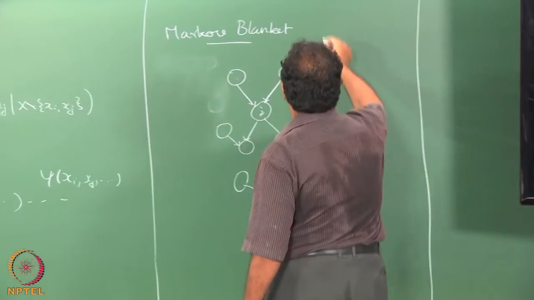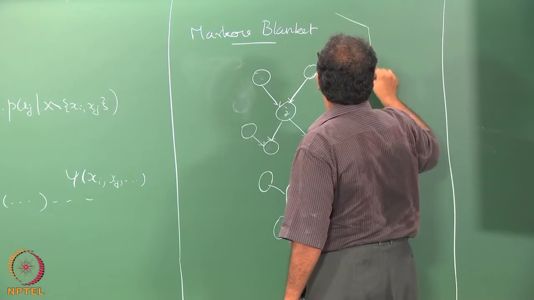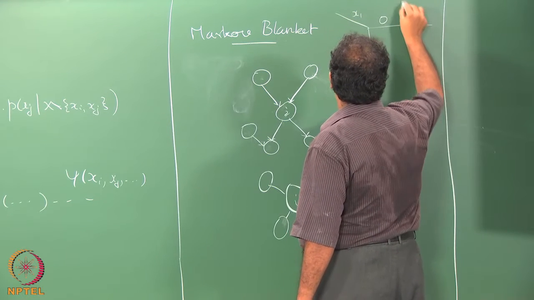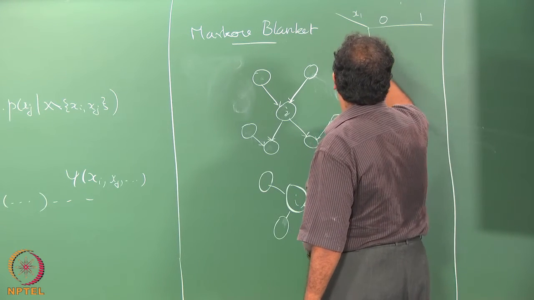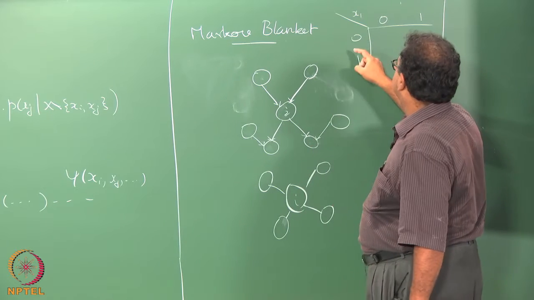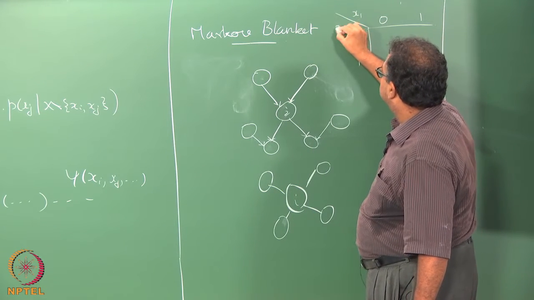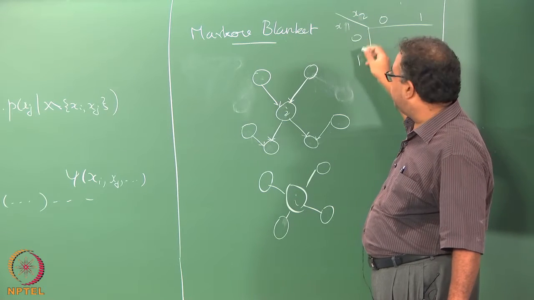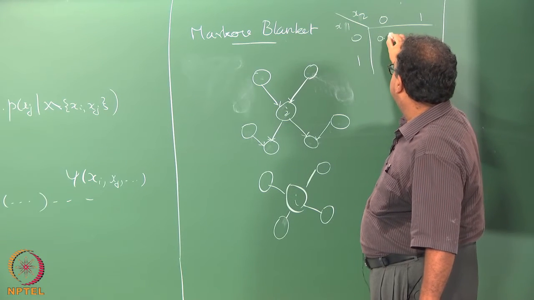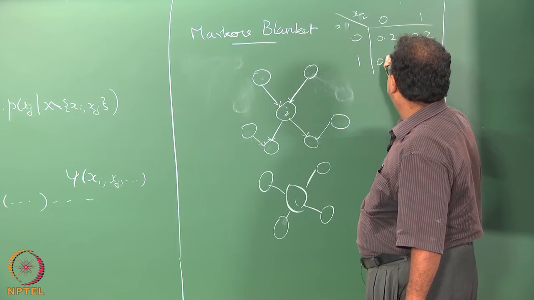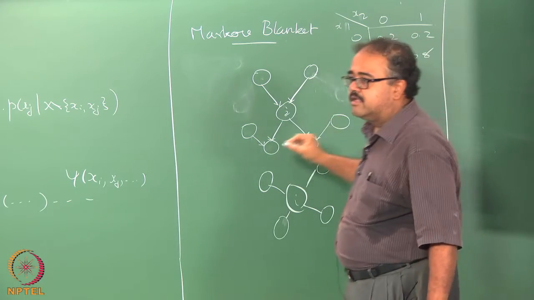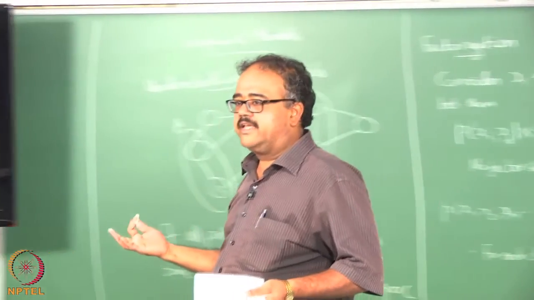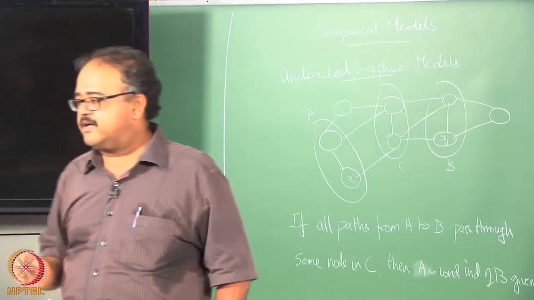So something like this. What is the probability that x1 is 0? I am conditioning it, so the conditional probability I can say: this is 0.2, this is 0.2, this is 0.8, this is 0.8. Now x1 is independent of x2, even though I have a factor psi of x1 x2. x1 is independent of x2.